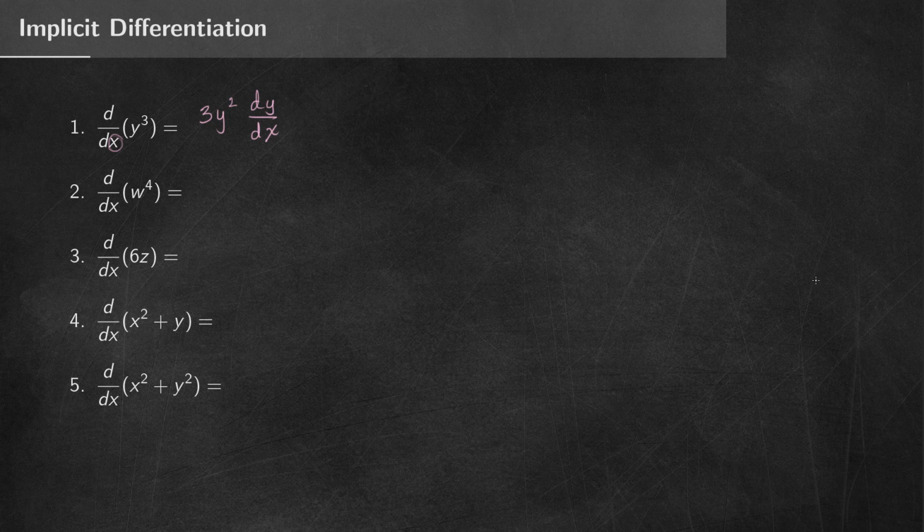Number 2, the derivative of w to the power 4 with respect to x. So let's take the derivative of w to the power 4, which would be 4w cubed, but that's the derivative with respect to w. To change that so it's with respect to x, we multiply by dw over dx.